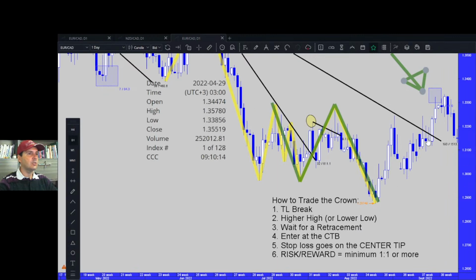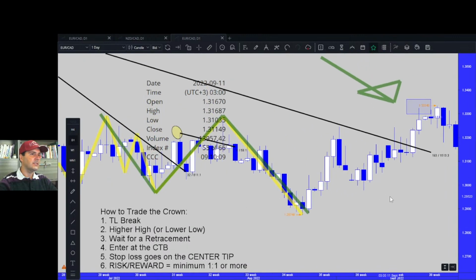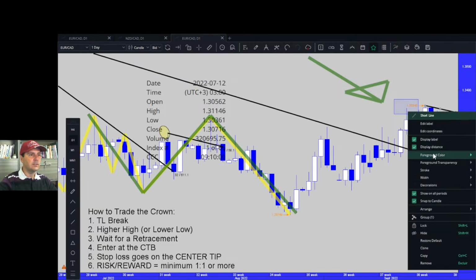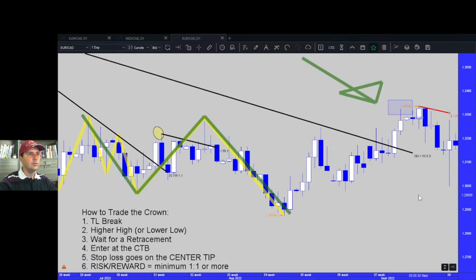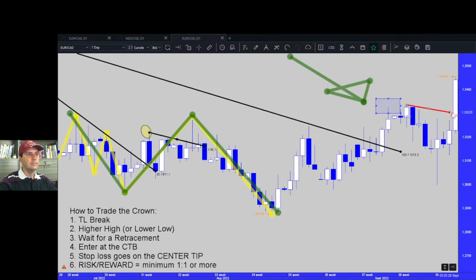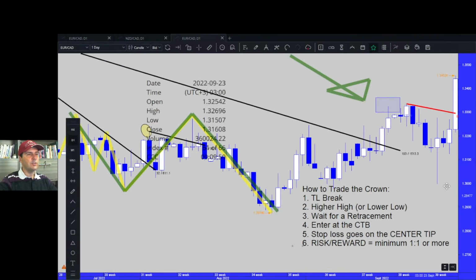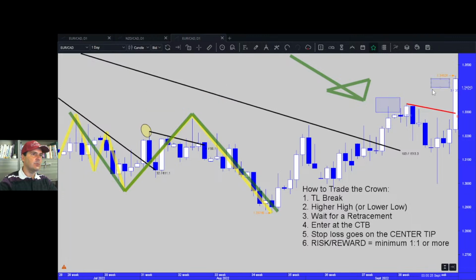Waiting, waiting. So the market is falling down. And this is my counter trend line break now, the red one. Waiting, waiting, waiting. Bam. Can I check enter the counter trade? Can I check, everybody, 1, 2, 3, 4? So this is my entry, and my stop loss goes down here on the center tip.